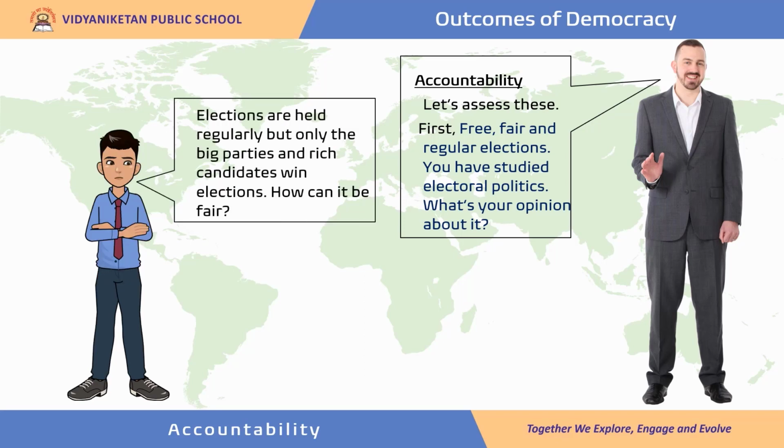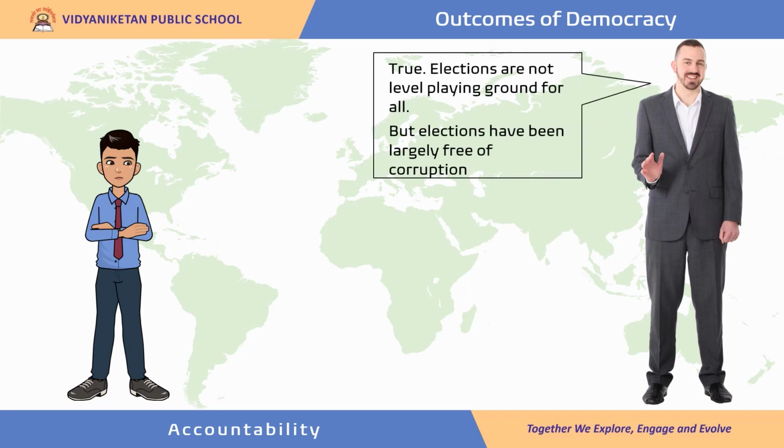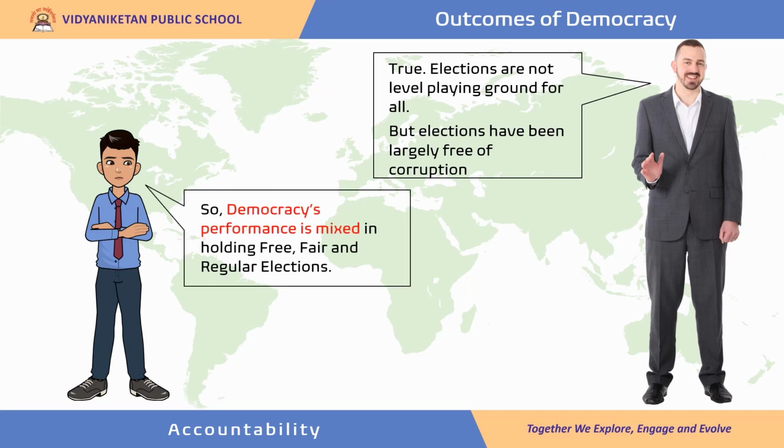Elections are held regularly, but only the big parties and rich candidates win elections. How can it be fair? True. Elections are not a level playing ground for all. The rich people and big parties enjoy undue advantage over poor people and small parties. But elections have been largely free of corruption. It is not that everyone votes only if they are given currency notes or other bribes. A large section of the society votes, hoping that the next government would do something good for them. So, democracy's performance is mixed in holding free, fair and regular elections.